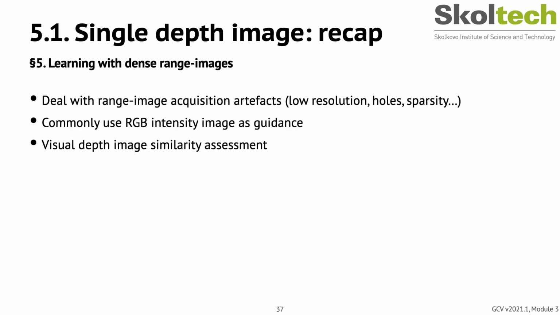To recap with an overview of single-depth image processing, we have to deal with range image acquisition artifacts such as low resolution, holes, or sparsity. However, more conventional tasks such as semantic segmentation and object detection are still relevant. Algorithms that work with depths commonly use RGB intensity images because they have higher resolution and lower amounts of noise. One way to enhance depth super-resolution, completion and enhancement could be to incorporate a visual similarity assessment measure in the training process.